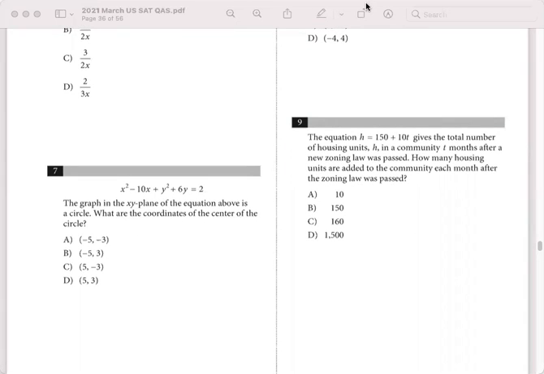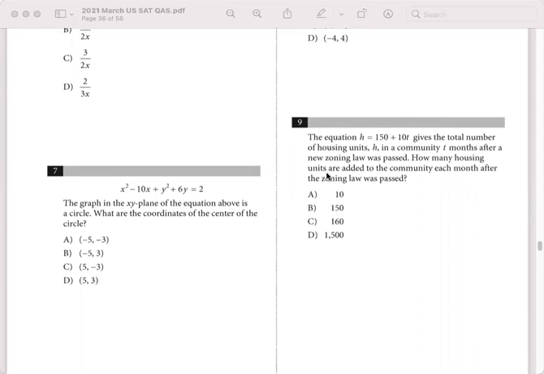Question 9. The equation H is equal to 150 plus 10T gives the total number of housing units H in a community T months after a new zoning law was passed. How many housing units are added to the community each month after the zoning law was passed?